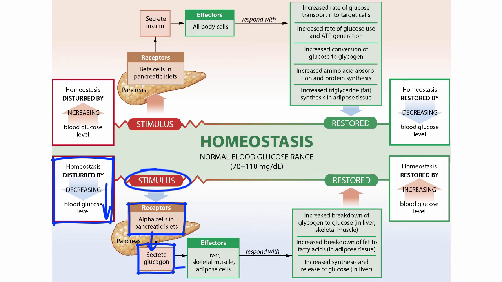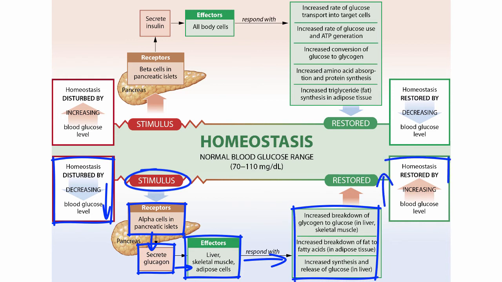The higher blood level of glucagon acts on effectors such as your liver, skeletal muscles, and adipose tissue. The effects include breaking down glycogen into glucose in the liver and skeletal muscles, breaking down fat into fatty acids in adipose tissue, and increasing the synthesis and release of glucose from the liver into the bloodstream. The result? Blood glucose level increases to normal and homeostasis is restored.